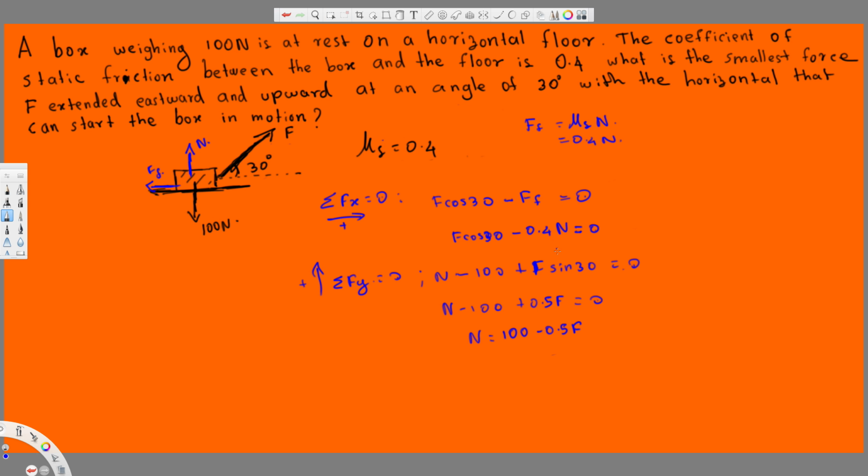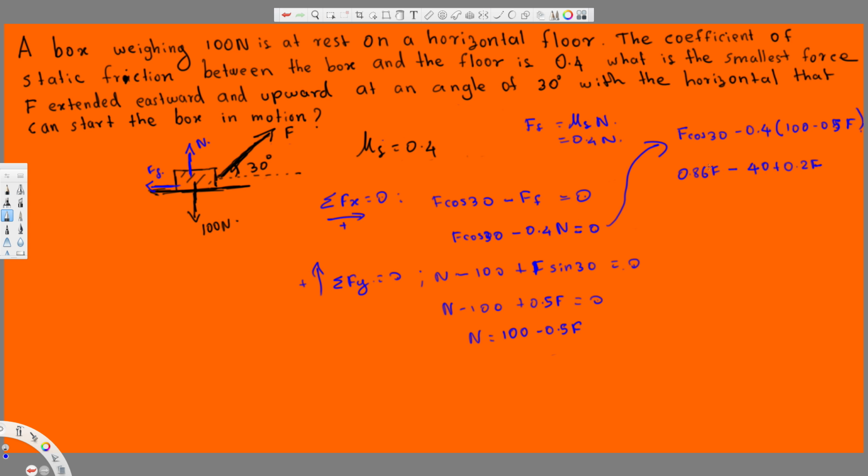Then if I substitute this one here, let's see what happens. So I'm bringing this one here. So F cos 30 minus 0.4 times (100 minus 0.5 F). Cos 30 is 0.866, so that's 0.866 F, minus 0.4 times 100 is going to be 40, and negative 0.4 times negative 0.5 is going to be positive 0.2 F.